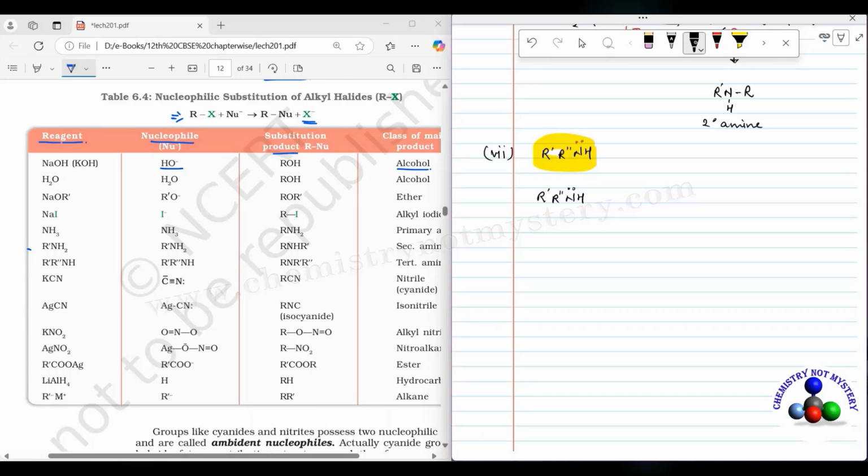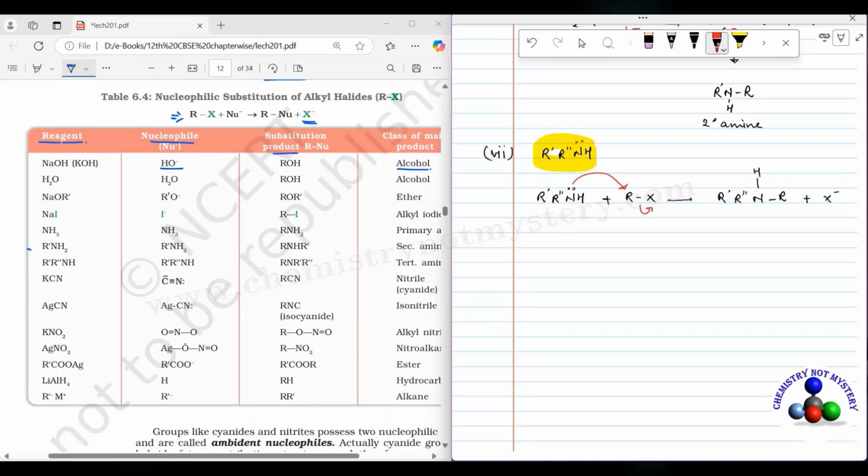It carries a lone pair of electrons. When it reacts with alkyl halide, nitrogen donates a pair of electrons to the alkyl group and expels the halogen in the form of halide ion. So here you will get R-N. It is bonded to hydrogen, and on the other side it is bonded to another alkyl group, and the halogen is removed in the form of halide ion.